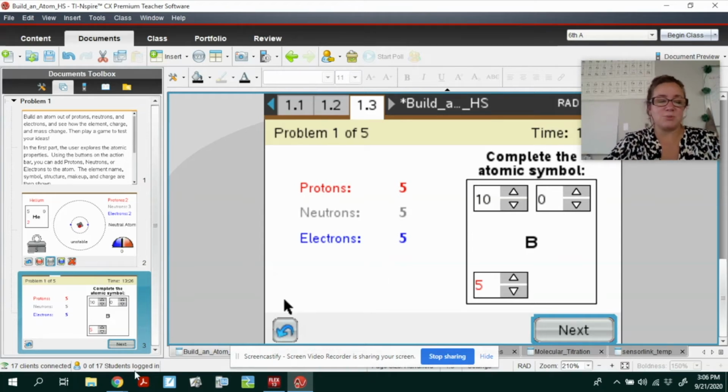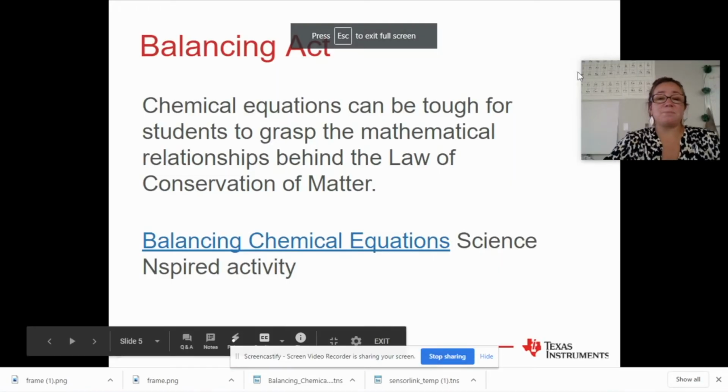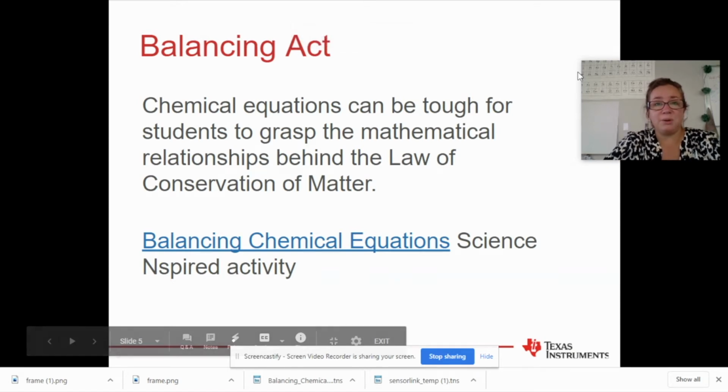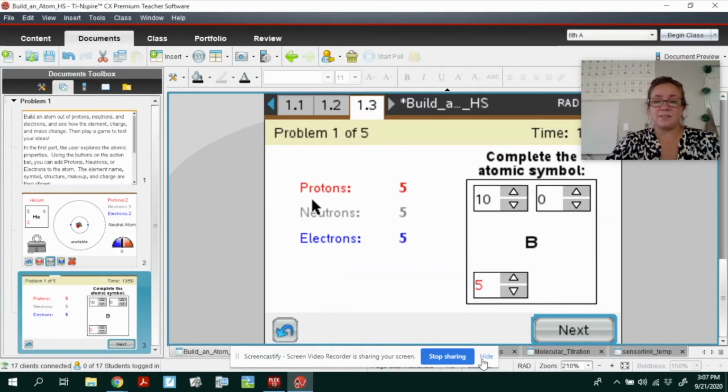So build an atom is really fun. Another one of the simulations that I really enjoy is balancing chemical equations. Again, students have a hard time understanding the symbolic view of chemistry and the molecular view. So if you can do things to link those together, the better the students will understand. So this balancing chemical equations activity does that.